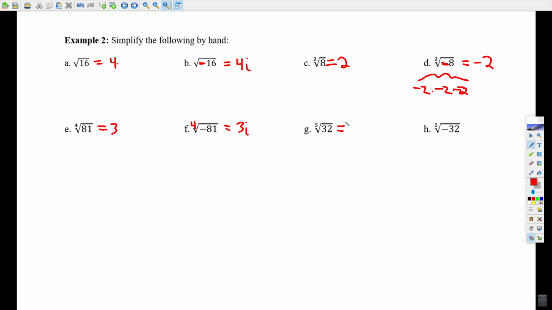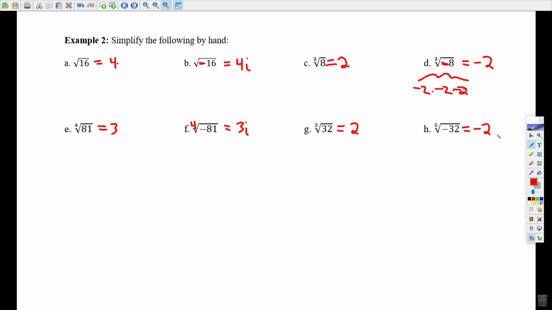And then the last set, maybe you can see the pattern that's going on here. We are going to do the fifth root of 32. So that is the number 2. And then when we do the fifth root of negative 32, that's actually going to be okay. You're going to get negative 2.